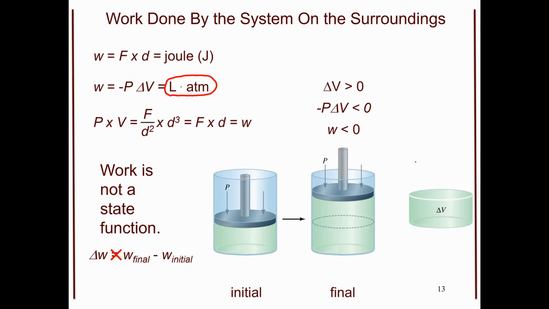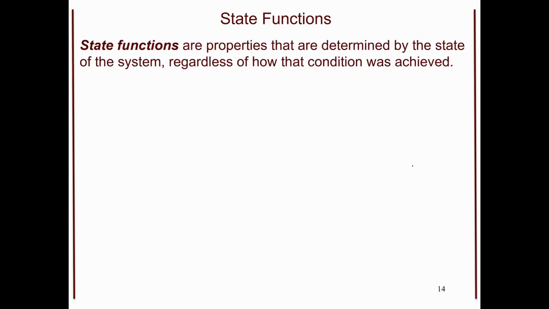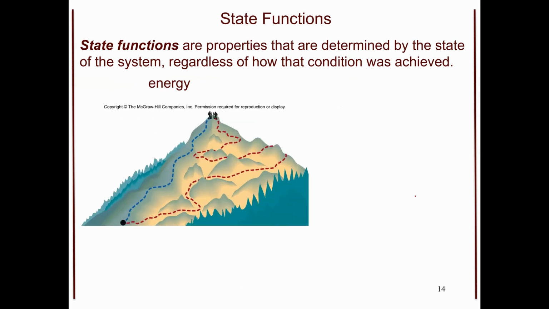So what is a state function? Well, a state function is a property that is determined by the state of the system regardless of how we get there. State functions include energy. So let's take a look at these two hikers. We can all agree that they are at the same ending point. But the interesting part is that if we look at this in terms of potential energy, they have the same potential energy difference from where they started and began, but let's see who worked harder.